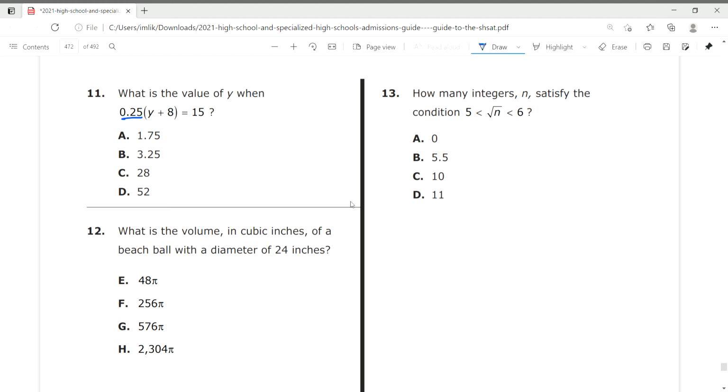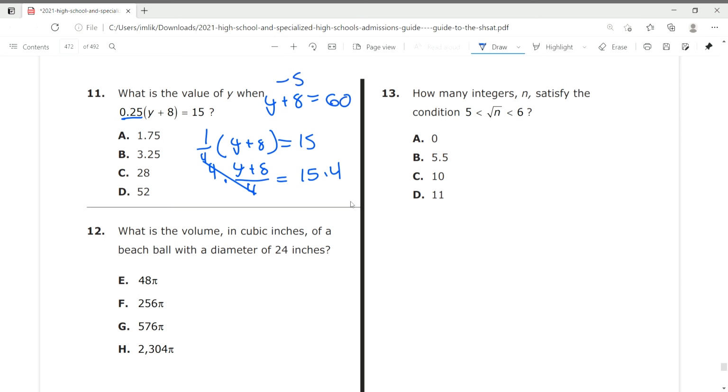So instead of writing 0.25, we can just write 1 over 4. So 1 over 4 times y plus 8 is equal to 15. That's the same thing as saying y plus 8 over 4 is equal to 15. Either way, we have to multiply both sides by 4. These cancel out. We have y plus 8 is equal to 60. We subtract 8 from both sides, we get y is equal to 52, which is D.